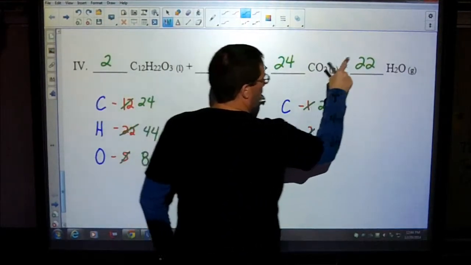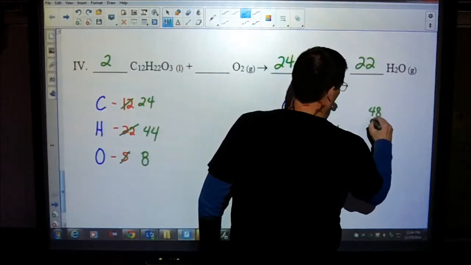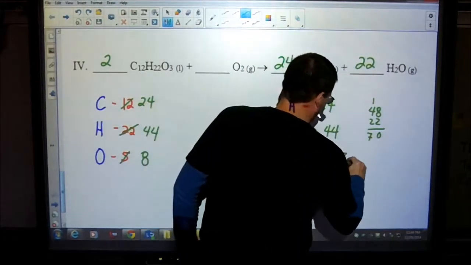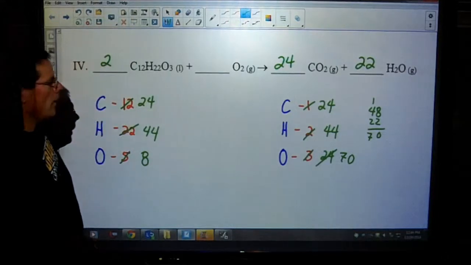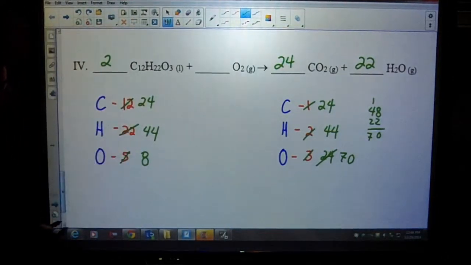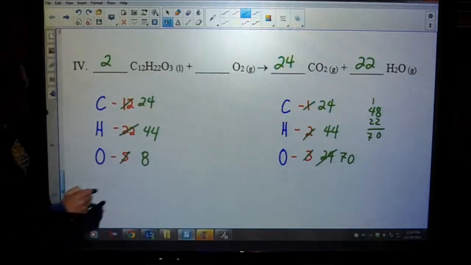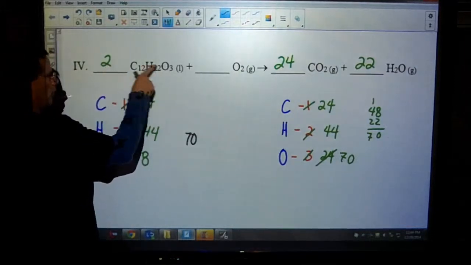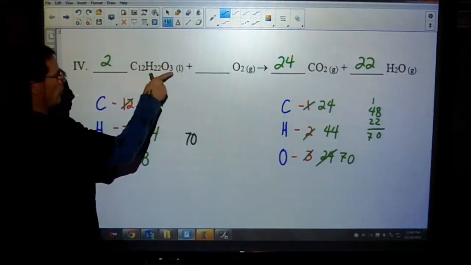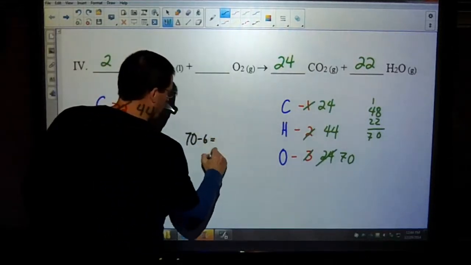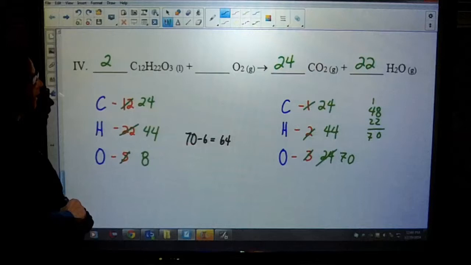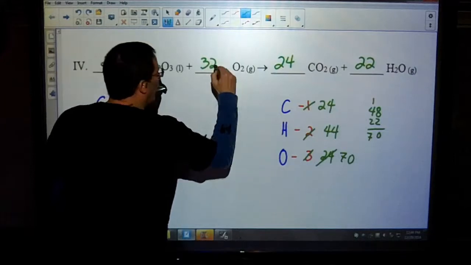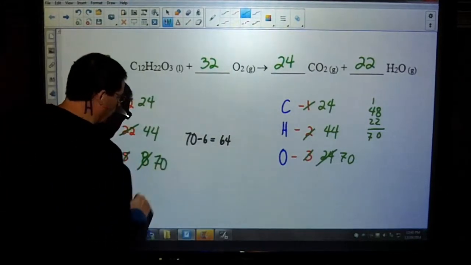24 times 2 is 48, plus 22, so 48 and 22, what is that, 60? I believe, no, it's 70. So we have 70 oxygen. Okay. And let's see, our carbons look good, our hydrogens look good. So we need a total of 70 oxygen on this side. However, we already have 6. Don't forget about the hidden elements sometimes that are in here. So we have to subtract 6, and that gives me 64. And then 64 divided by 2 is a 32. And that gives me a total of 70 oxygen on this side.